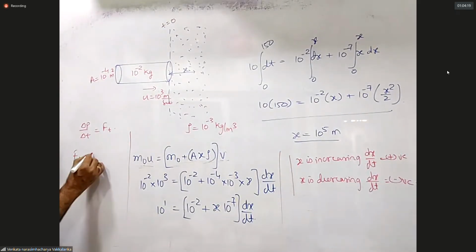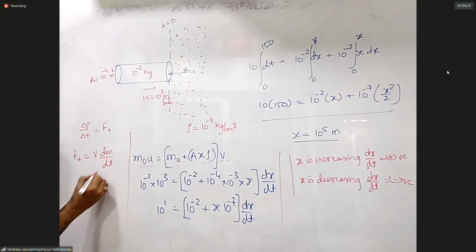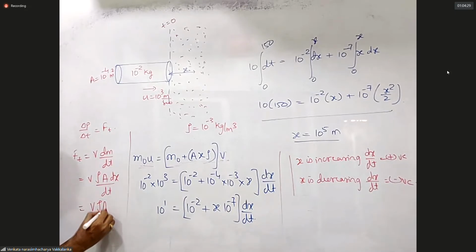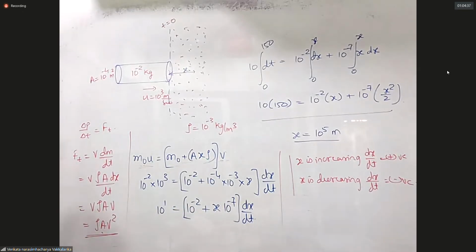Thrust force is V dm by dt. V dm is rho A dx by dt. So V rho A V gives rho A V square. Rho A V square will be the thrust force, the change in momentum per unit time.